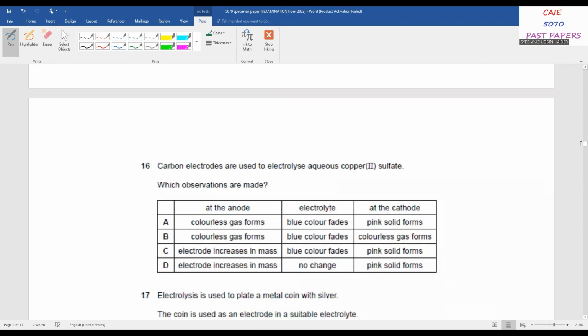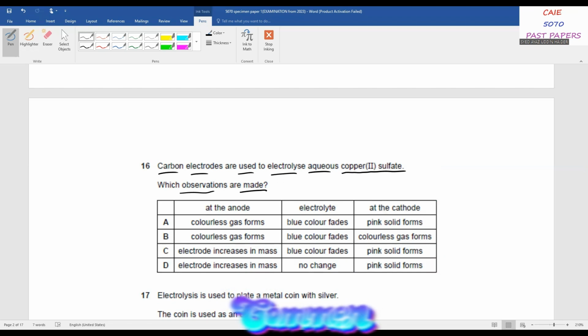Number 16. Carbon electrodes are used to electrolyze aqueous copper 2 sulfate. Which observations are made? So we know that at the anode, sulfate ions will move towards the anode, and oxygen gas and water will be produced. We don't have copper electrodes here. So choices C and D are automatically omitted.